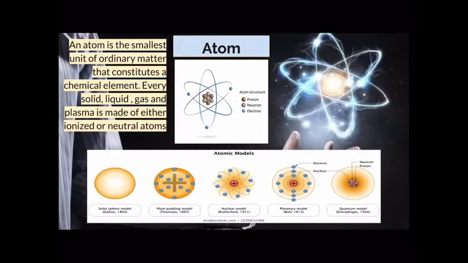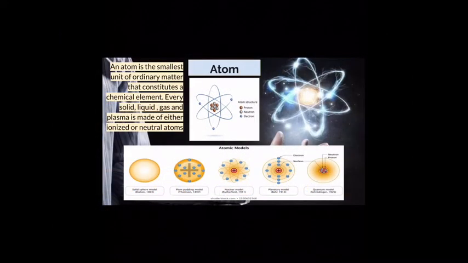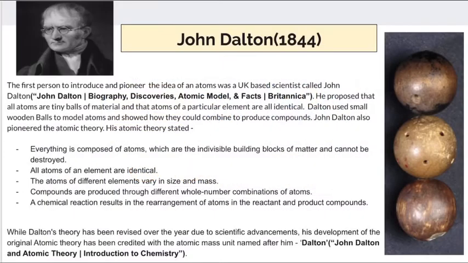An atom is the smallest unit of ordinary matter that constitutes a chemical element. Every solid, liquid, gas, and plasma is made of either ionized or neutral atoms. As you can see in the image below, this has been the evolution of atomic models throughout the years. Further in the presentation, we will be explaining how each one has developed and how each one relates to one another.